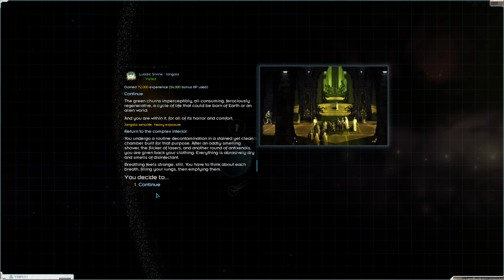Let's go back. You undergo a routine decontamination in a stained yet clean chamber built for that purpose. After an oddly smelling shower, the flicker of lasers, and another round of anti-xenols, you're given back your clothing. Everything is abrasively dry and smells of disinfectant. Breathing feels strange, still. You have to think about each breath, filling your lungs, then emptying them.